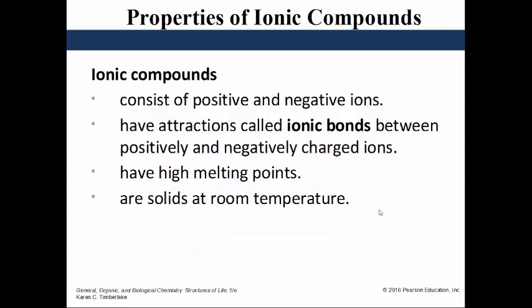All right, next we'll talk about properties of ionic compounds. Like the name implies, ionic compounds are compounds made of ions, so they're going to have positive and negative ions. The bonds that hold them together will be ionic bonds. Remember, opposites attract, so the positively charged ion will be attracted to the negatively charged ion. These kinds of compounds also have very high melting points, and they're going to be solid at room temperature.